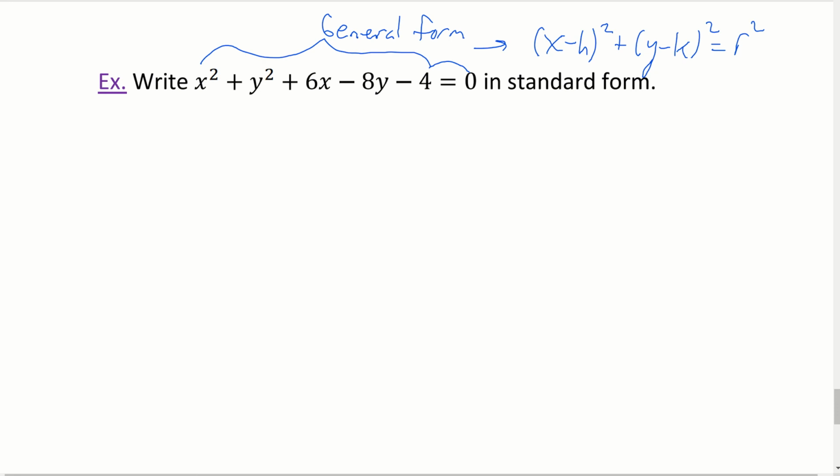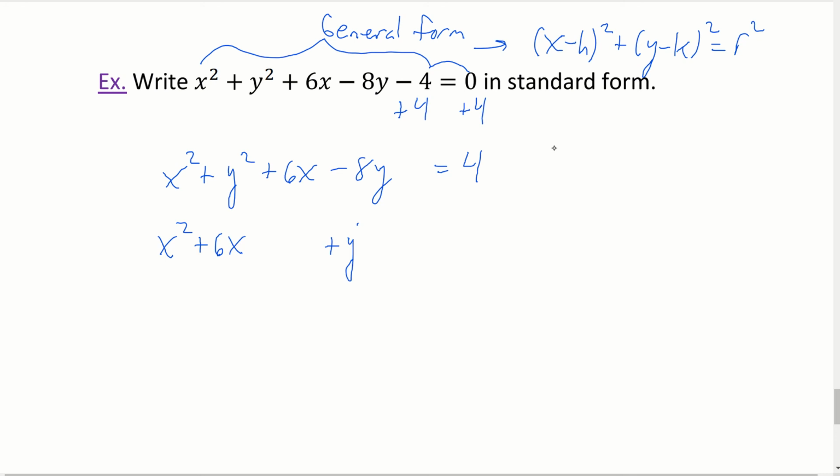Okay, the first thing we're going to do is move that constant over. So we're going to take any constant over to the right hand side. We have x squared plus y squared plus 6x minus 8y is equal to 4. The next thing we're going to do is on the left hand side, we're going to get our x terms together and we're going to get our y terms together.